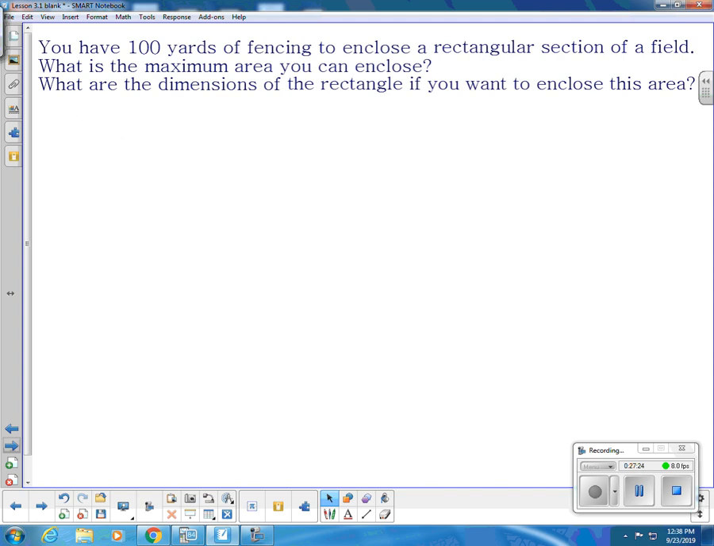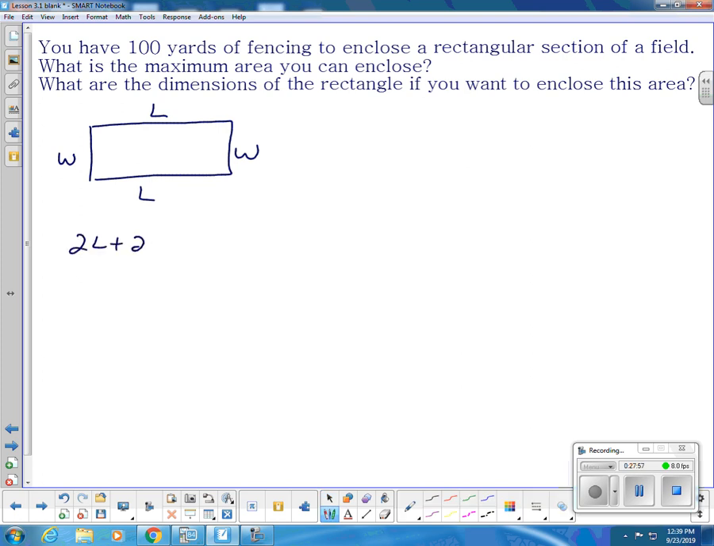You have 100 yards of fencing to enclose a perimeter of a rectangular field. What's the maximum area you can enclose? So picture this, if you will. Here's my rectangle. Rectangles have a width and a length. If I have 100 yards of fencing, what is that going to give me, the area or the perimeter of my field? Fencing, perimeter, right? So what's the perimeter formula? 2 L's plus 2 W's.